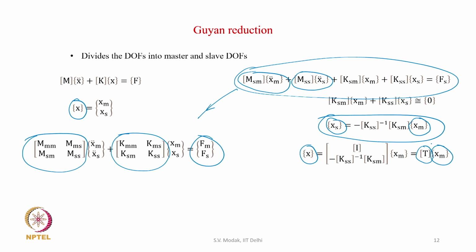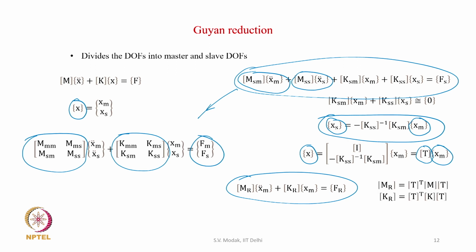Now, we substitute this equation into the equations of motion and we pre-multiply by T transpose. When that is done, we get this equation for the reduced model. This is the equation of motion for the reduced model, where Mr and Kr are the reduced mass and stiffness matrices and Fr is the reduced force vector, which are given by Mr equal to T transpose Mt, Kr equal to T transpose Kt and Fr equal to T transpose F, which basically is equal to the vector of forces at the master degrees of freedom.